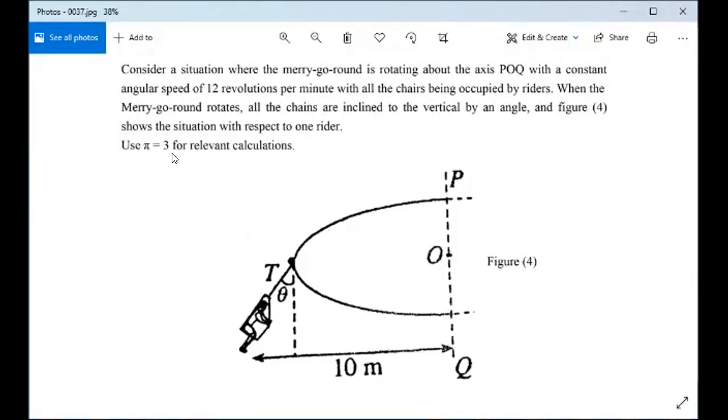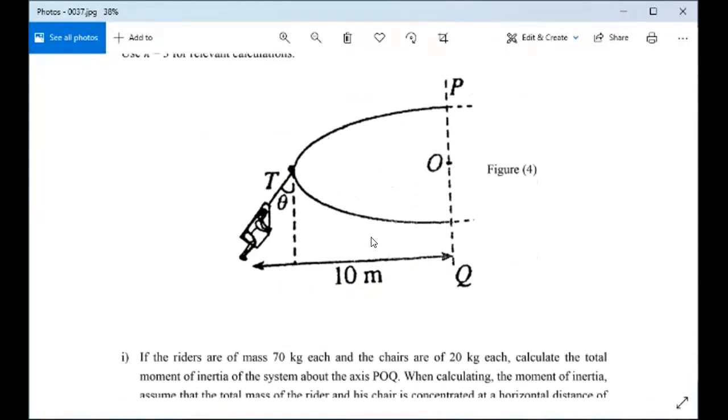You can use pi equals 3 only if it is given in the question. If it is not given, you cannot use it. Let us read further.